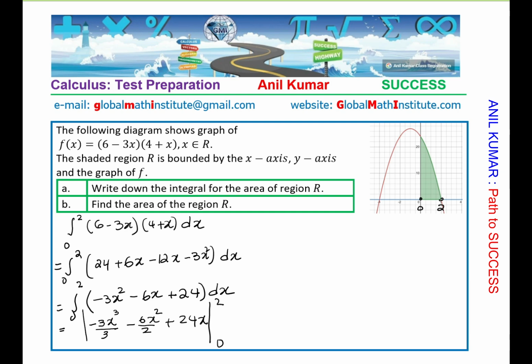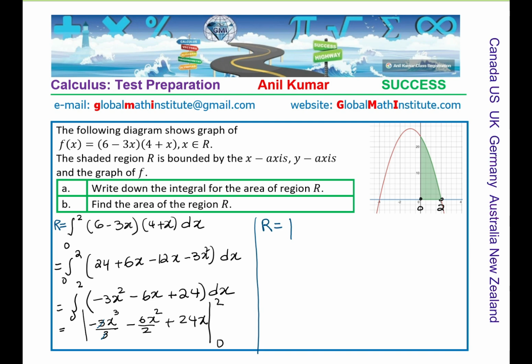Now, let's substitute the values. Let me write this as the integral for the area of region R. Now, when I substitute 2 here, we can simplify this a bit. Area is always positive, so we are also putting an absolute value. So we got minus x cubed, and here we have minus 3x squared plus 24x from 0 to 2. Clearly, if I substitute 0, all will be 0.